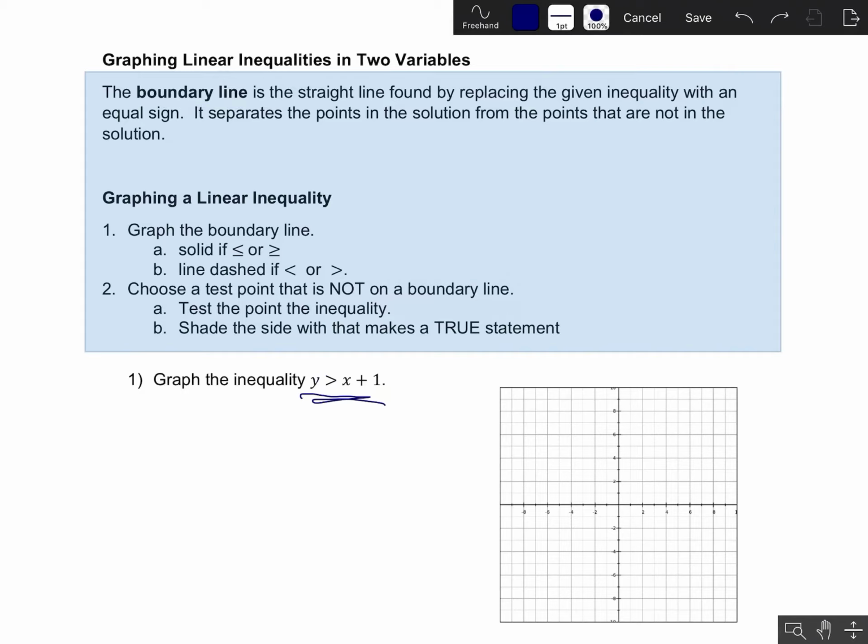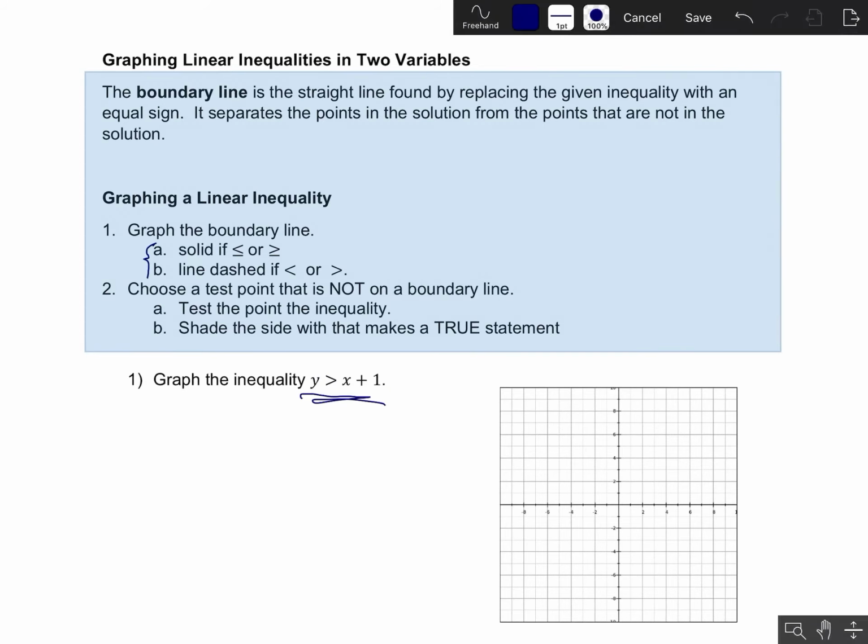So we just pretend that there's an equality. And then that boundary line will separate the points that belong in the solution from the points that do not belong in the solution. In other words, that boundary line will divide the solution set from the remainder of the points in the plane. So first we graph the boundary line.